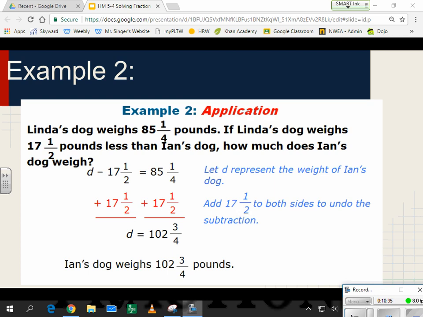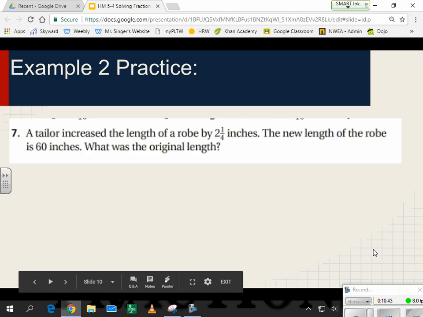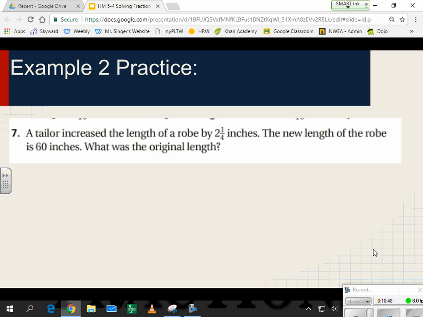So you can copy this down if you want. I encourage it, but I'm not going to make you because you've written a lot of examples so far. Here is one I want you to try on your own, though. A tailor increased the length of the robe 2 1/4 inches. The new length of the robe is 60 inches. What was the original? Come back when you're done. Make sure you show your work.